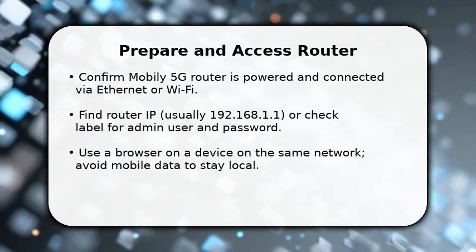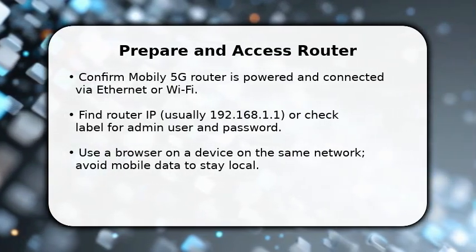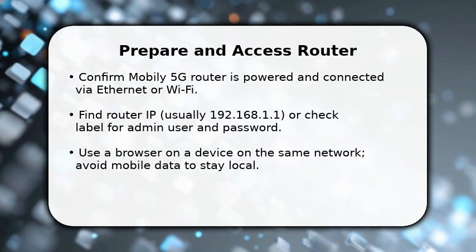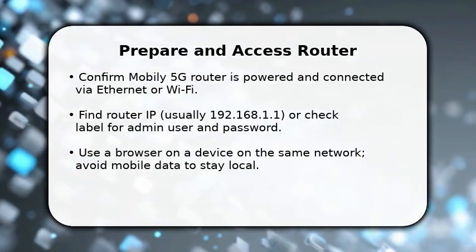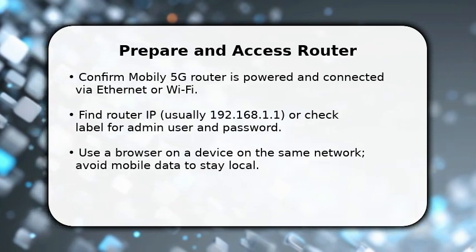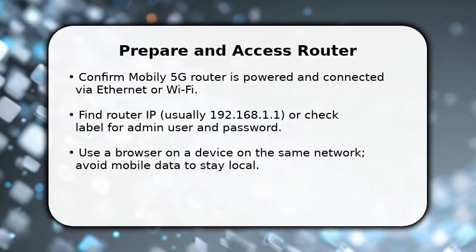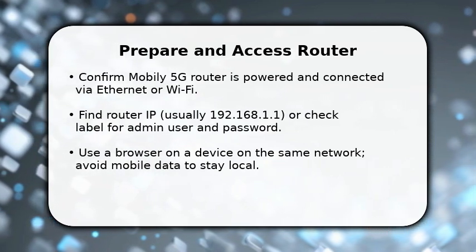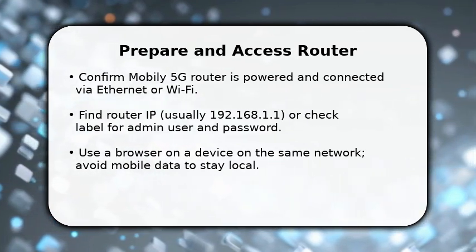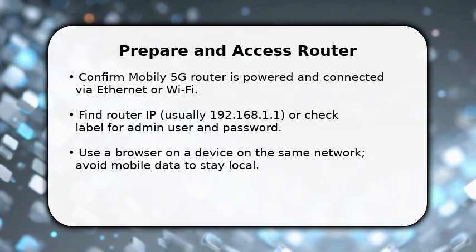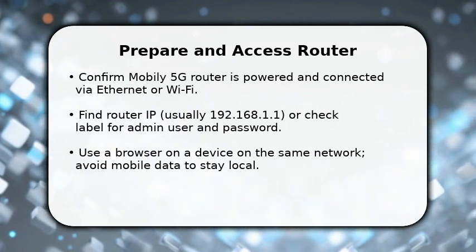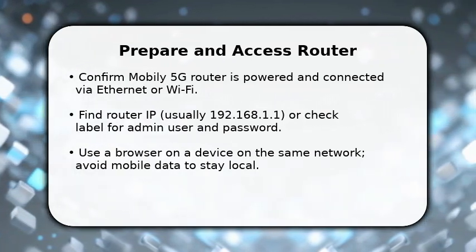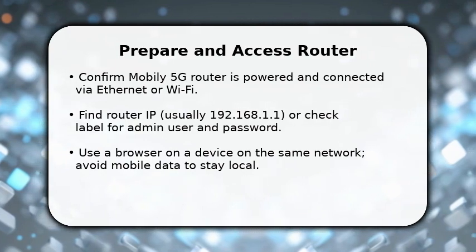You start by getting into the router now. Make sure the Mobily 5G unit is powered and your device is on its network. Once done, open a browser and enter the router IP address shown on the label or your network settings. If prompted, log in with the admin username and password printed on the device or set by you earlier. You do this because local login gives the controls required to change SSID and WPA settings. Keep credentials handy for the next step.